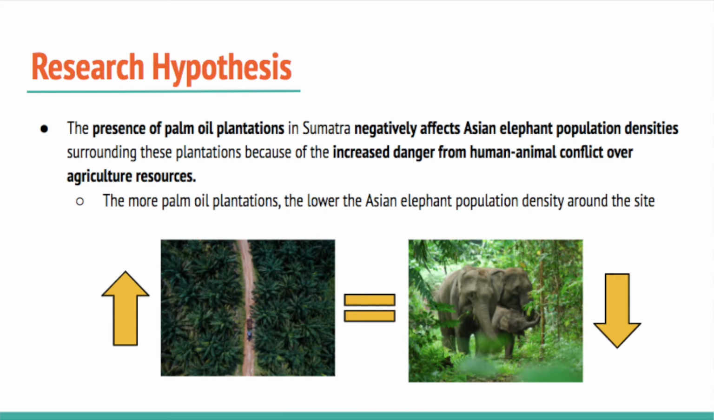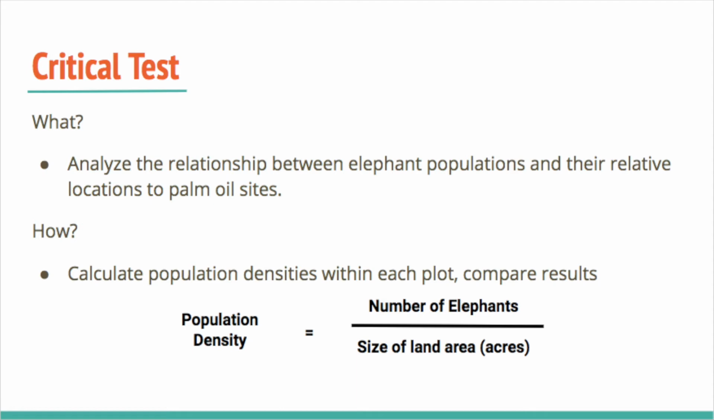The critical test is essentially the experiment itself, or directed study, that leads to a determination of the validity of our research hypothesis as stated in the previous slide. So basically we want to test to see if that inverse relationship we hypothesized will be supported by our test. And how we're going to be conducting this critical test is by analyzing the relationship between elephant populations and their relative locations to these palm oil sites. And how are we going to do this, you might ask? We're going to calculate the population densities within each plot and then compare the results.